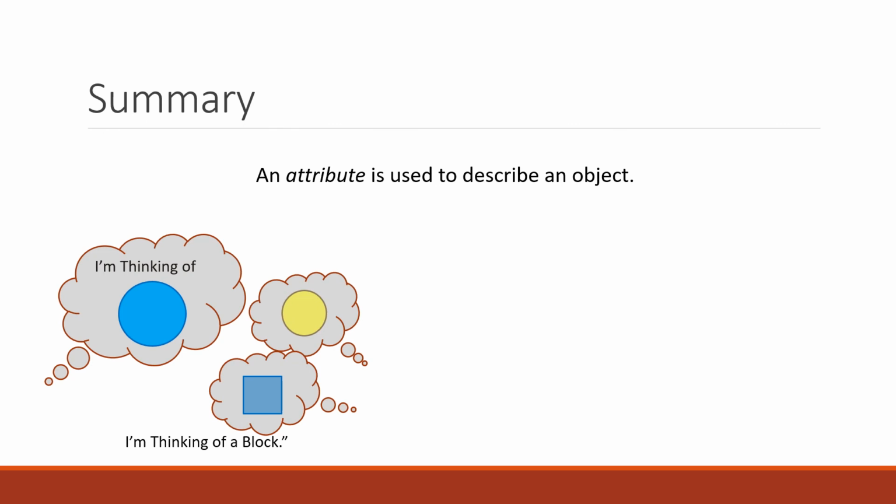So here's a summary. An attribute is used to describe an object. One of the games that we played was called I'm Thinking of a Block, where one person thinks of a block and the other person tries to guess what block it is by asking yes or no questions.